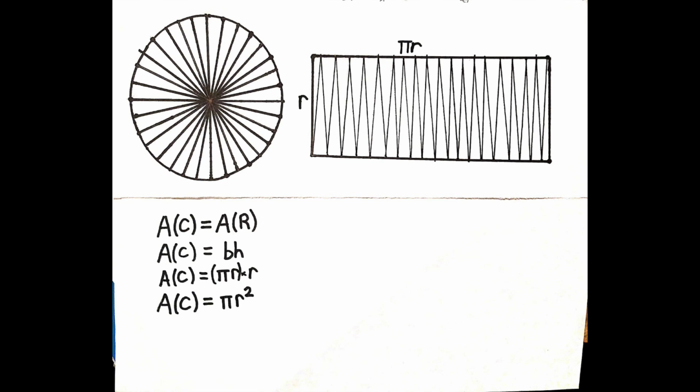The area of the rectangle is equal to the area of the circle, because we are simply rearranging the pieces in the circle. The area of the rectangle is simply the base times the height. So it is pi times r times r, or pi times r squared. This is the area of a circle.